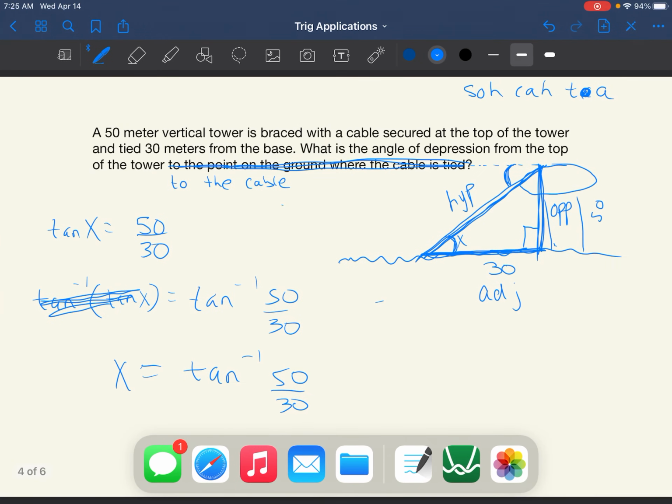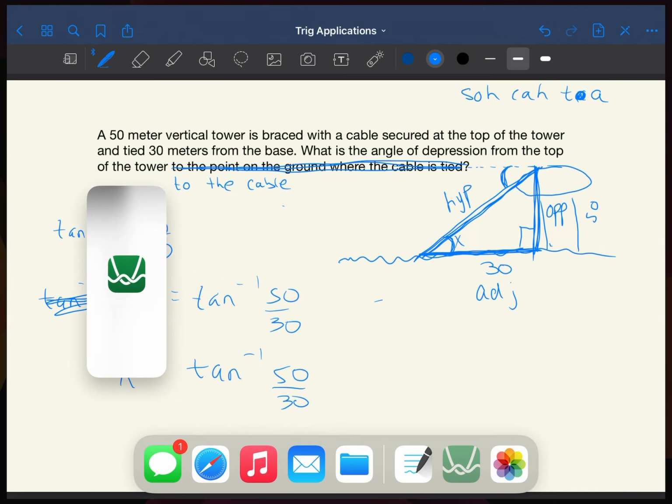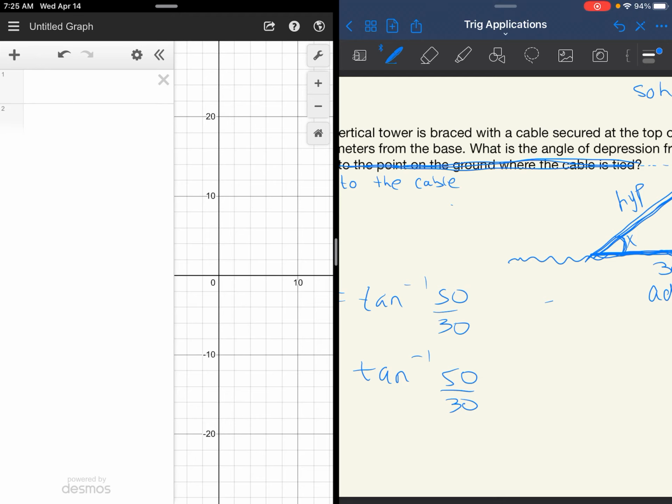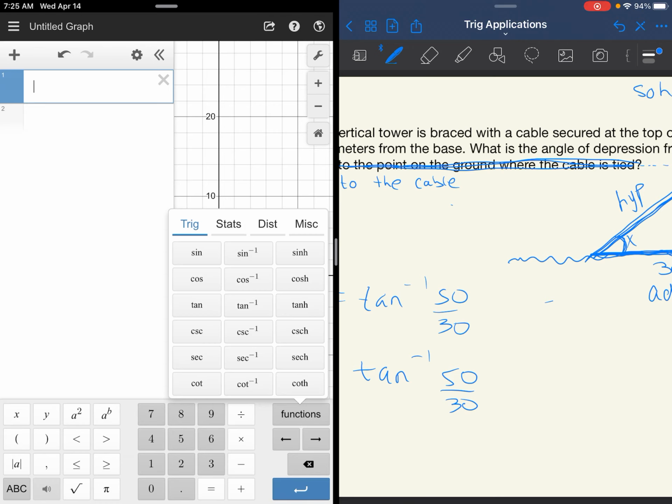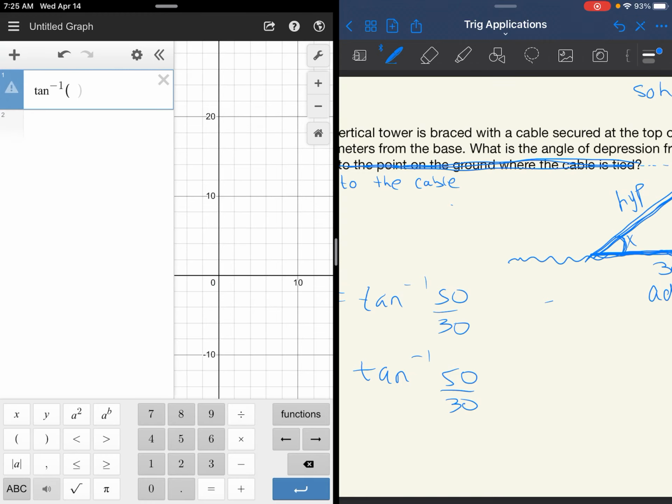Okay, so that's what I'm going to type into Desmos to get my answer. It's already in degrees, so I do not have to check that. I hit functions. I should be under my trig functions, and I will see tan to the negative 1. I go ahead and select that. Tan negative 1, 50 divided by 30. Okay, and I get 59.036. That's going to be my angle.